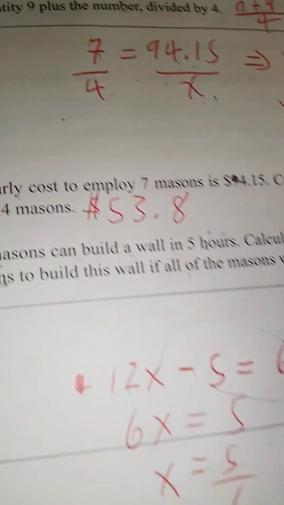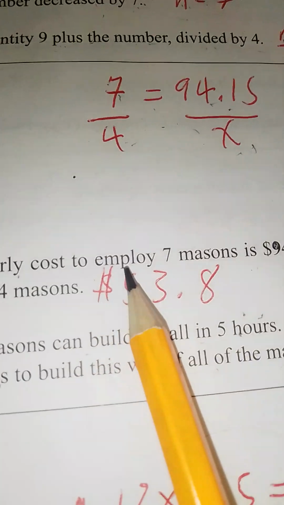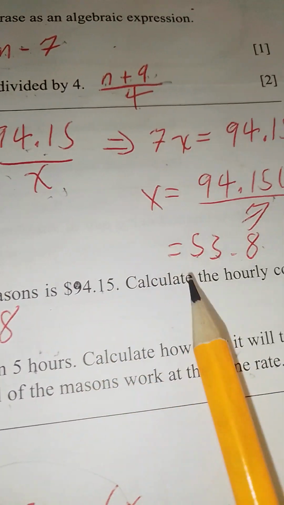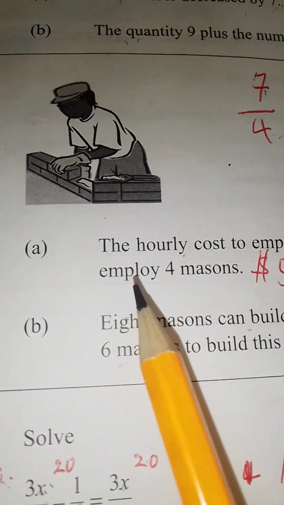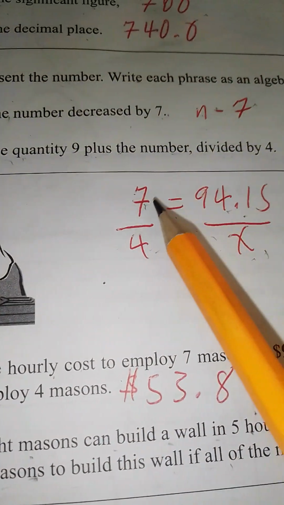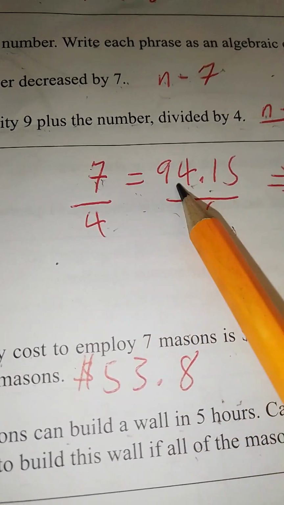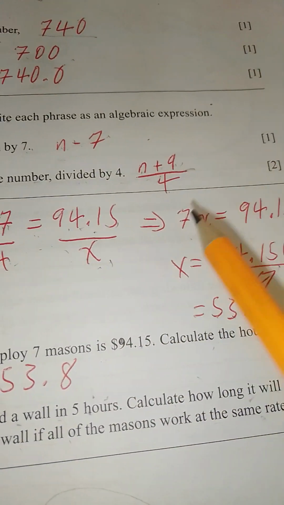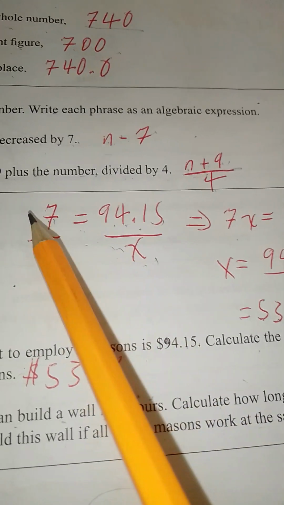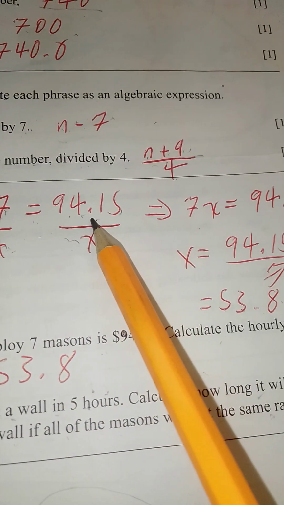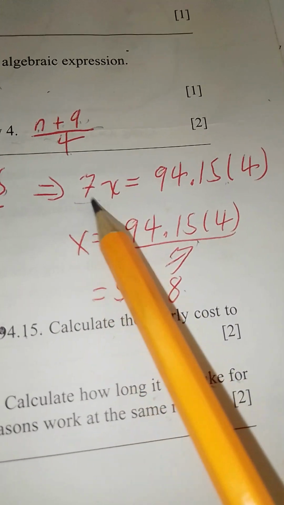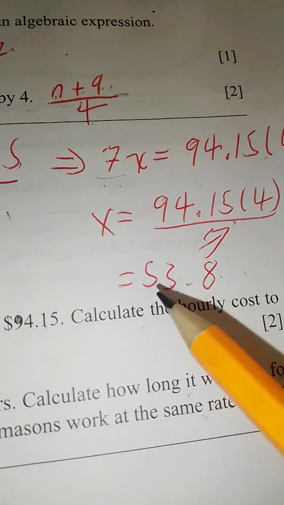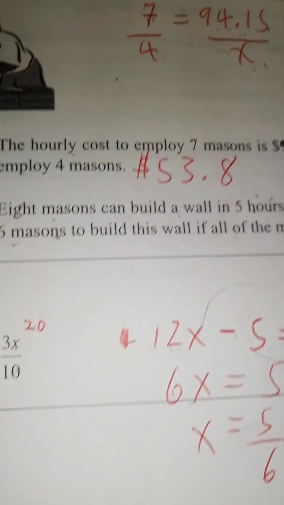Now here we go. The hourly cost to employ 7 masons is $94.15. Calculate the hourly cost to employ 4 masons. 7 masons is equal to $94.50. 4 masons, I don't know. So I just cross multiply: 7 times x, 7x, and 4 times 94.50. Then divide both sides by 7. So the hourly cost to hire 4 masons is $53.80.